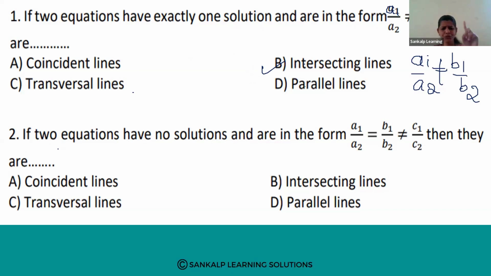Next, if two equations have no solutions, this is very important. When two equations have no solutions and are in the form A1 divided by A2 is equal to B1 divided by B2 is not equal to C1 divided by C2, then again, are they coincident lines, intersecting lines, transversal lines or parallel lines?